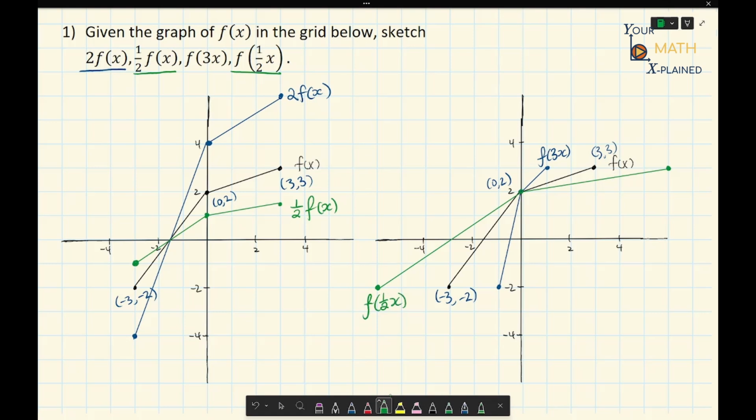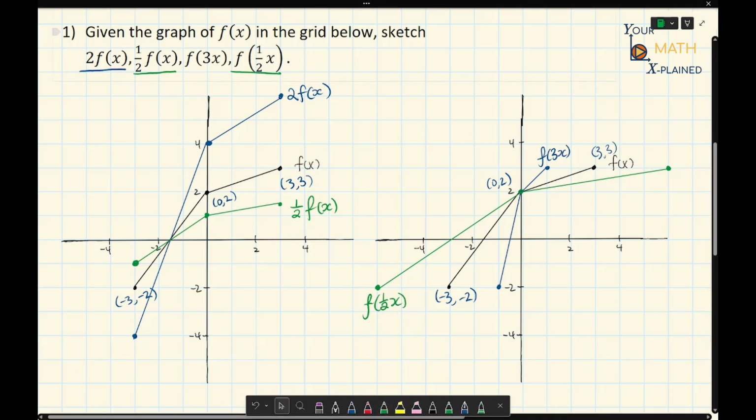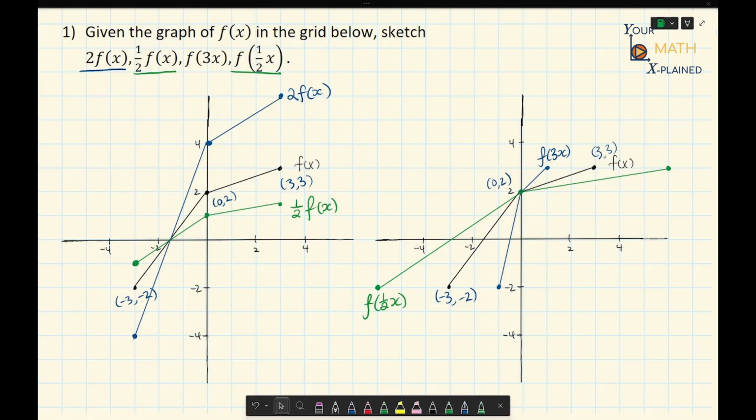So notice how each of those transformations, when we're dealing with horizontal expansion and compression, does not change the y value at all. And when we're dealing with the vertical expansion and compression, it does not change the x value at all. One additional thing that I want to point out is there are a couple of different ways to say this. We say expansion and compression, but we can also say stretch.